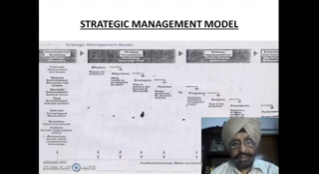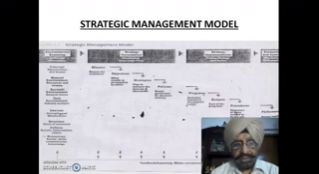Before going on to strategic formulation, let us study this particular chart. Starting from the top left corner, we have environmental scanning. Next on the right of it is strategy formulation. Then the third is strategy implementation. And then we have the evaluation and control of the strategy. Now let us go one by one.